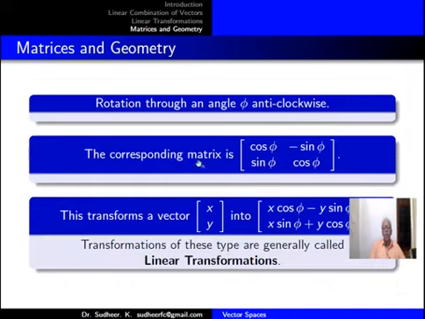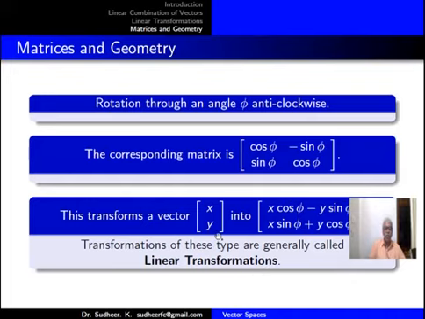Now, rotation through an angle phi anti-clockwise. The corresponding matrix will be cos phi, minus sin phi, sin phi, cos phi. You can check easily. This transformation transforms a vector (x, y) into (x cos phi minus y sin phi, x sin phi plus y cos phi). Transformations of this type are generally called linear transformations.